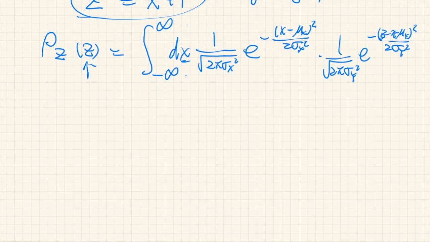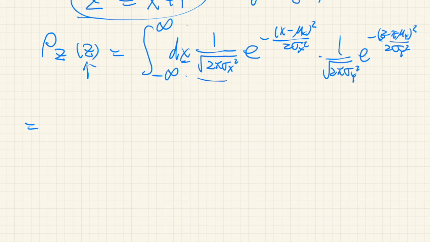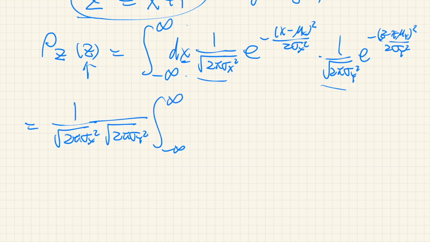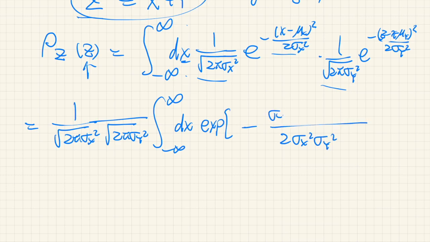Okay, now let's tidy this up a little bit. Let's put these constants out first. Integrate. Exponential. So let's combine these together. So negative over 2 sigma x squared sigma y squared, times sigma y squared (x minus mu x) squared plus sigma x squared (z minus x minus mu y) squared.